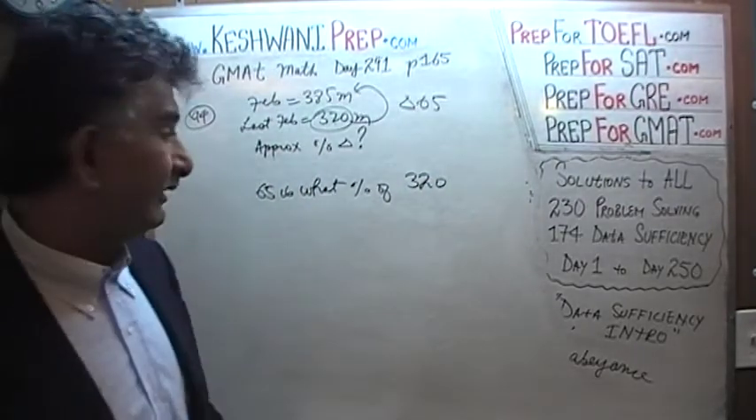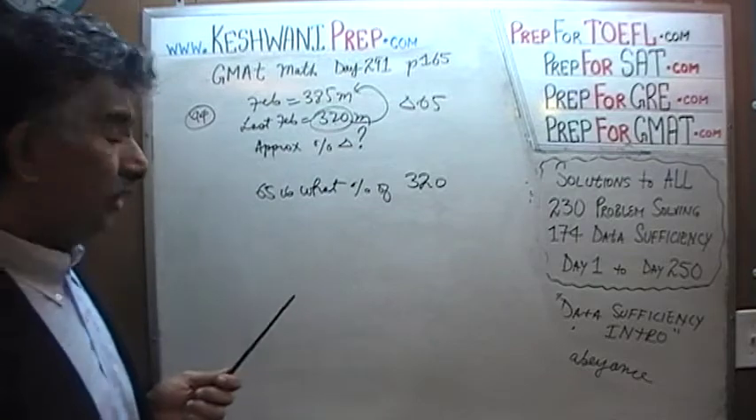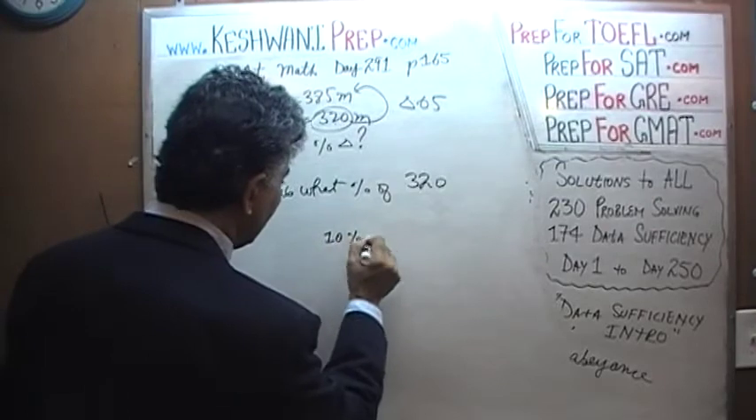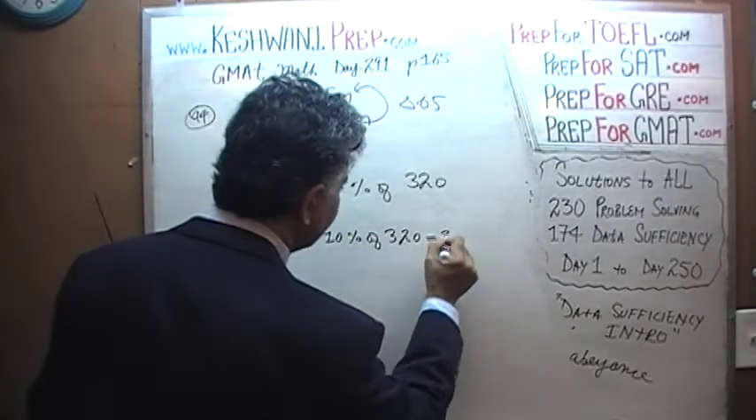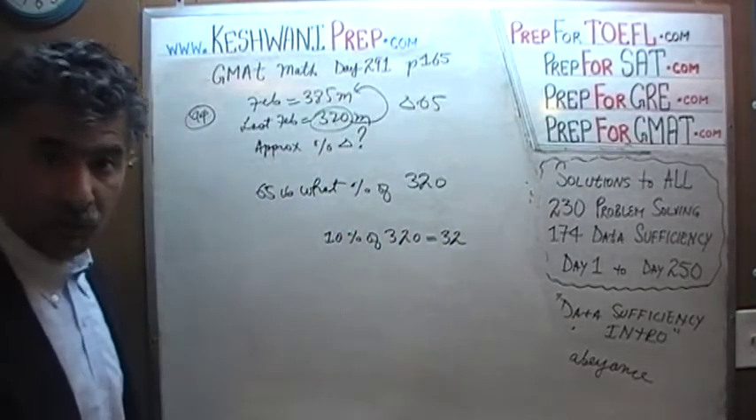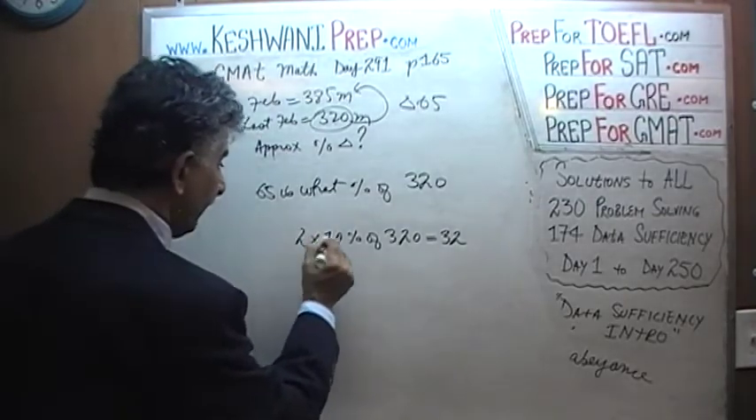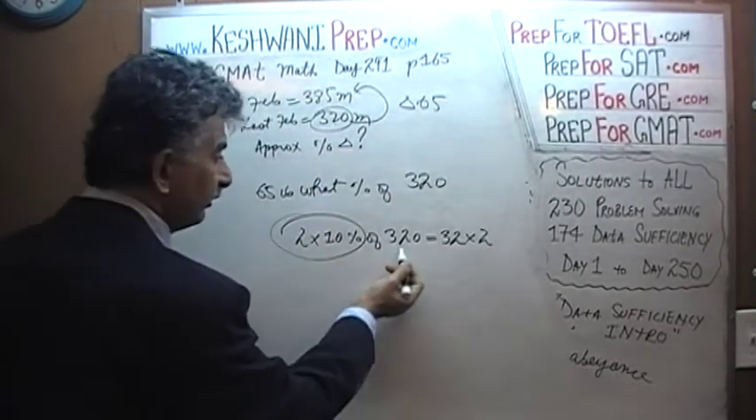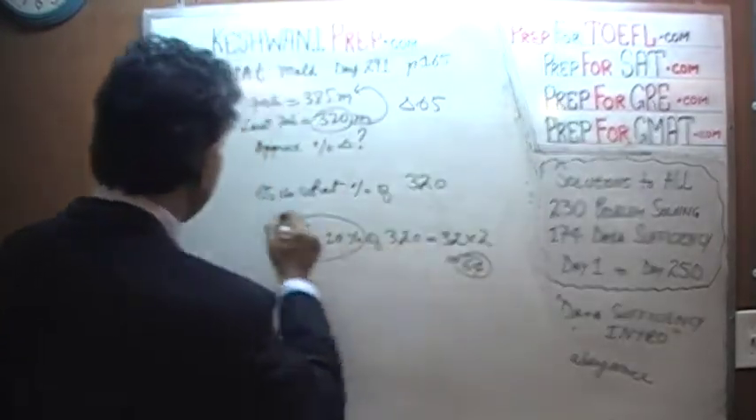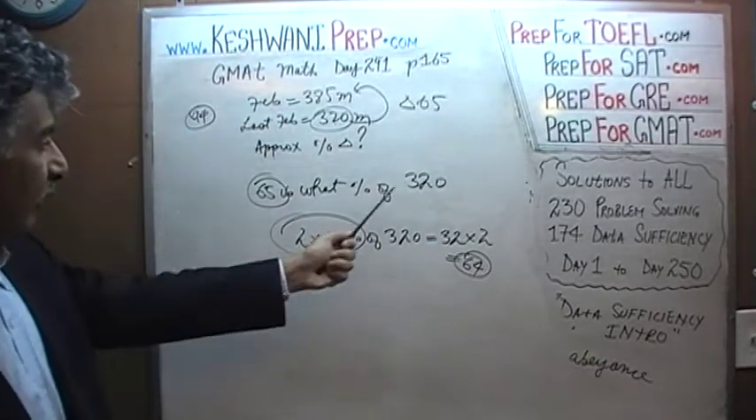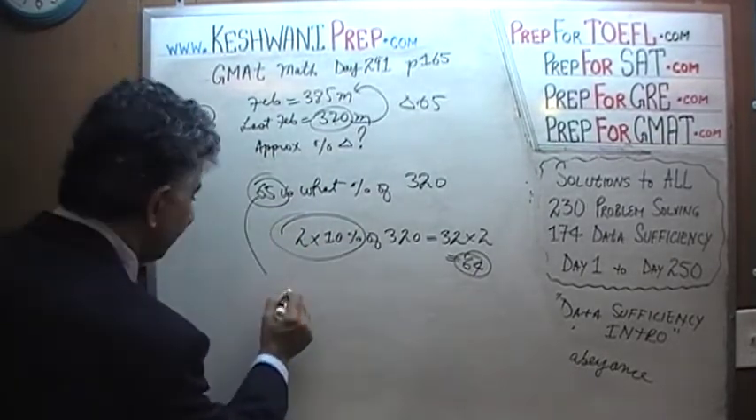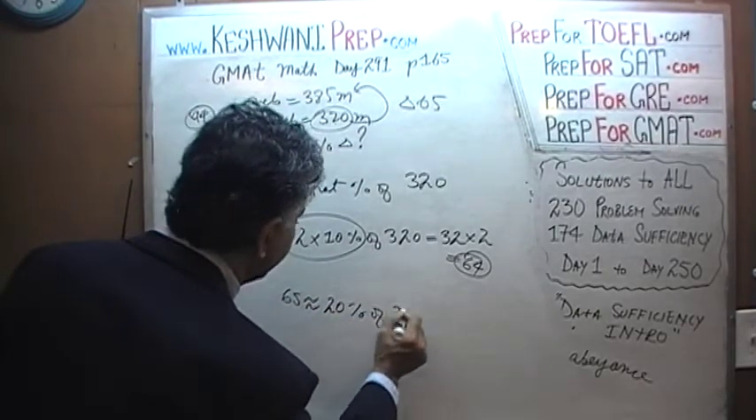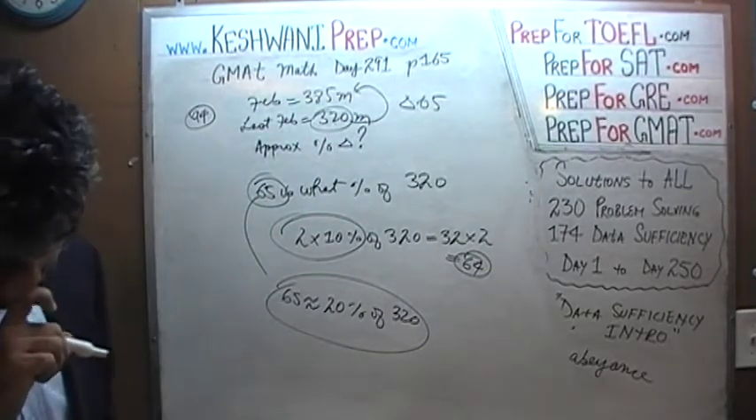Now listen, you can sit here and make a fuss about it, or you can keep it very simple. Are you able to see right away that 10% of 320 is 32? That's pretty straightforward, isn't it? Therefore, if you multiply both sides of the equation by 2, that tells you that 20% of 320 must be 64. This is 65. So the question is, 65 is what percent of 320? The answer is 65 is approximately 20% of 320.